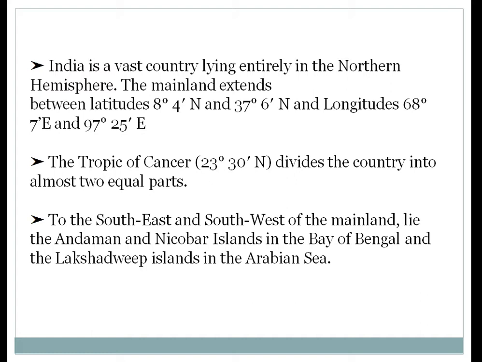Next, India is a vast country lying entirely in the northern hemisphere. The mainland extends between latitudes 8 degrees 4 minutes north and 37 degrees 6 minutes north, and longitudes 68 degrees 7 minutes east and 97 degrees 25 minutes east. By this we understand the latitudinal and longitudinal extent of India. Then the Tropic of Cancer divides India into almost two equal parts. That's why India has both tropical and subtropical zones.